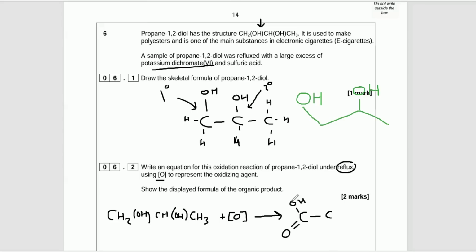Now over here, there's my carboxylic acid. Remember, that's because this is a primary alcohol and we're refluxing it. So it's not just going to go to an aldehyde, it's going to go to a carboxylic acid. Now over here, I've got a secondary alcohol.